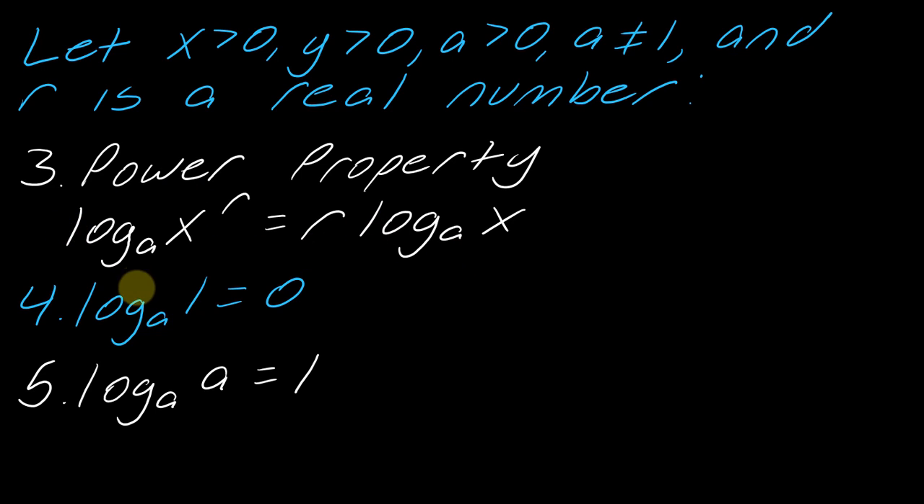Boop. We have log base a of 1 equals 0. This actually makes a lot of sense if you think about the exponential definition. If I write the exponential equivalent of this, it would be a to the 0 equals 1. We know that anything to the 0 power equals 1. So okay, that makes sense. Same thing can be said for this next property. Log base a of a equals 1. Again, if I write this out in its exponential form, this would be a to the 1 equals a. So okay, that makes sense.